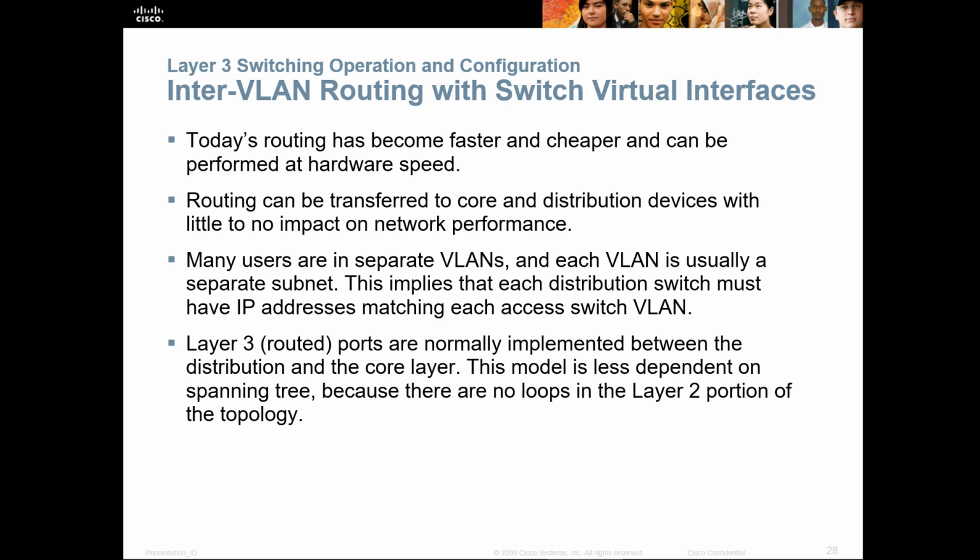Layer 3 routed ports are normally implemented between the distribution and core layer. This model is less dependent on spanning tree, and that means no loops, no black holes. Meaning we're getting rid of a lot of layer 2 device ports.